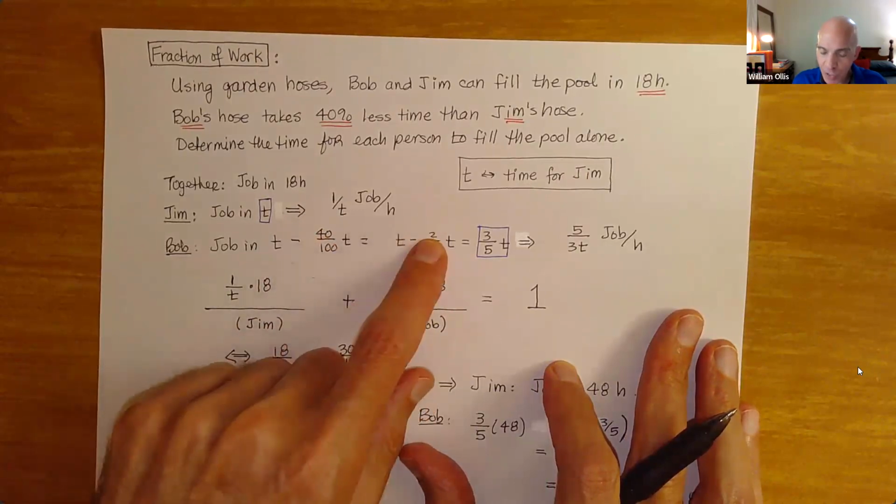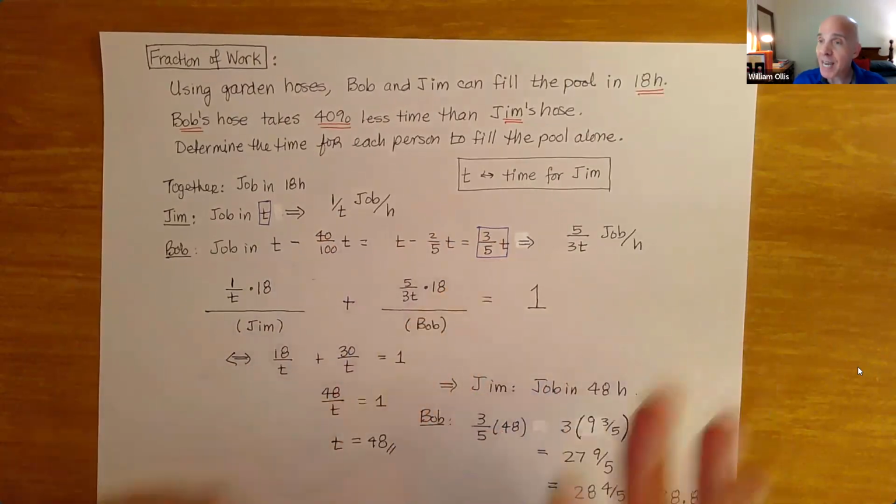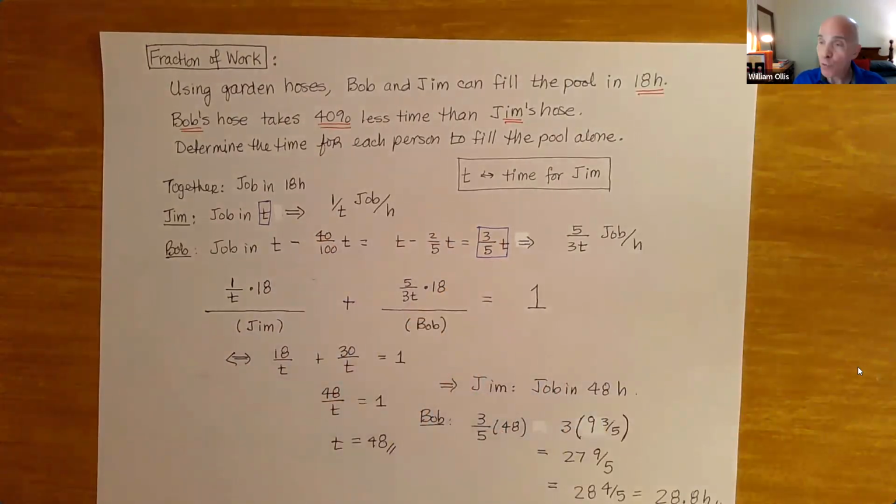So that's 5 minus 2, so we get 3/5 T. Okay, that's how much time it takes for Bob, because the filling process for the hose that he's using takes 40% less time. That's it. That's all it is. It's not tricky. It's just basic logic there.